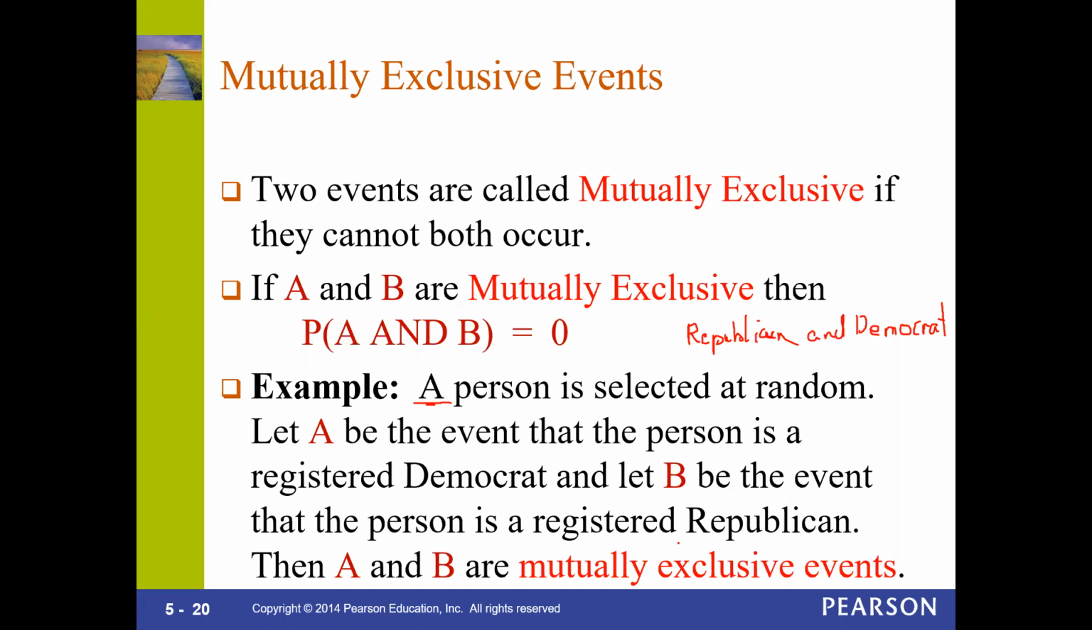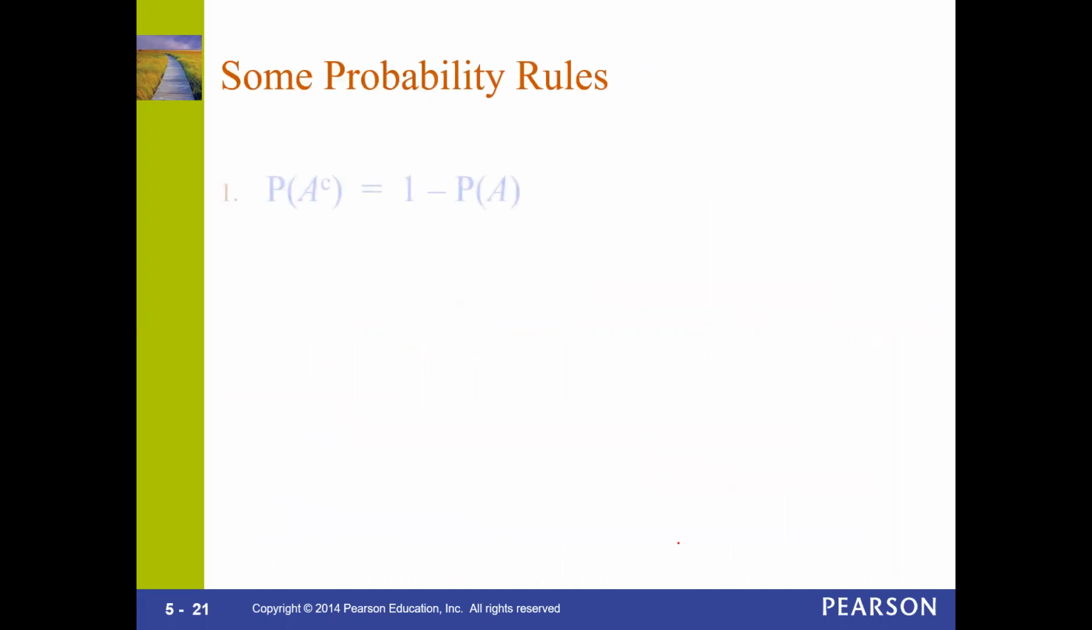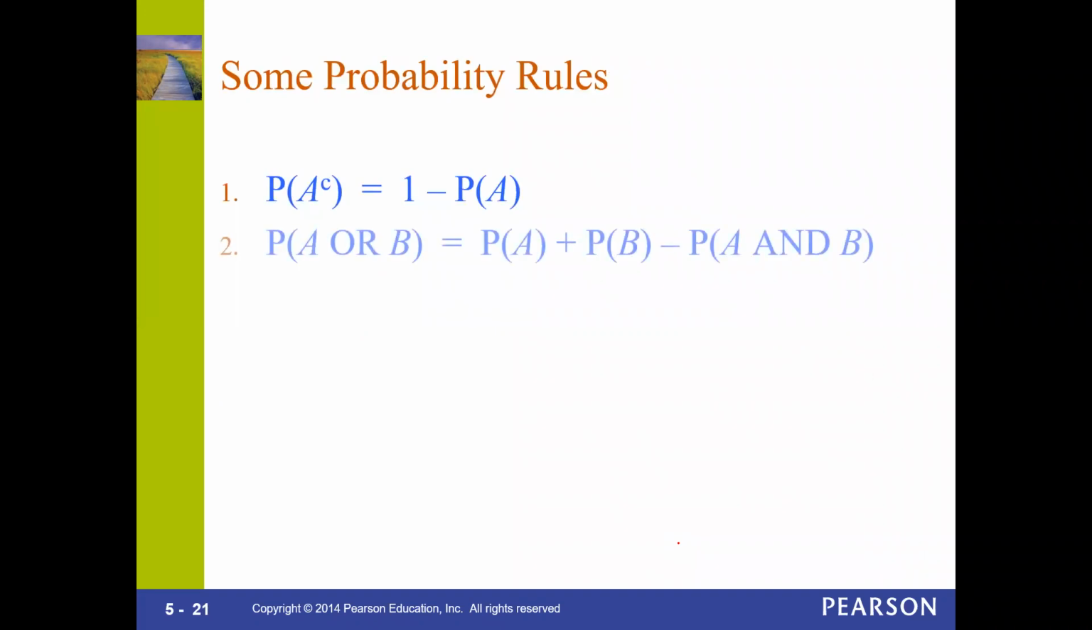So let me remind you of the rules again. This is the first one we saw today: the probability of A complement is equal to 1 minus P of A. We also talked about this one: the probability of A or B is going to be P of A plus P of B, take out P of A and B. This is for the OR.